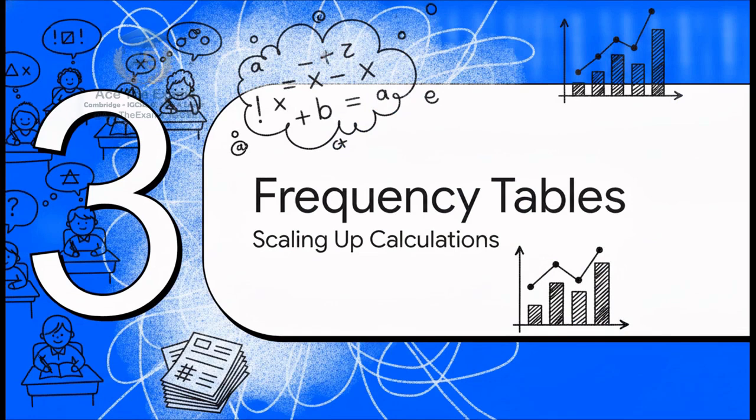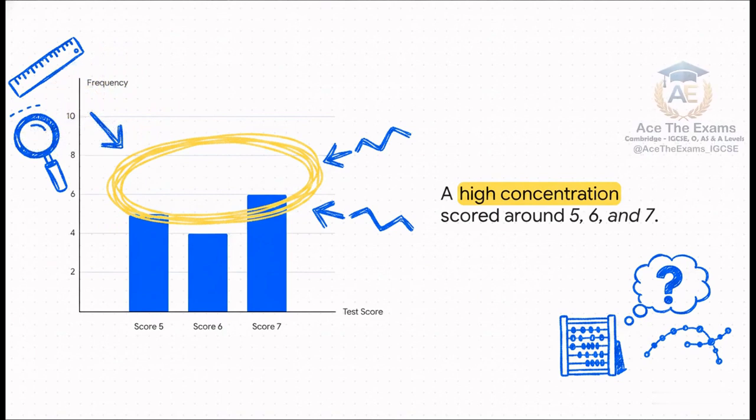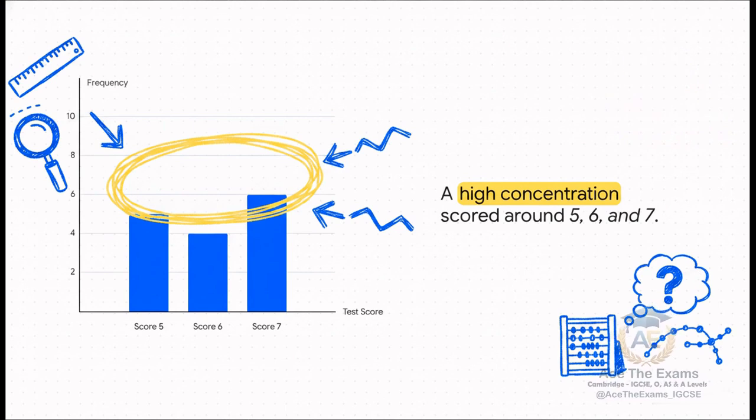All right, Section 3, tackling frequency tables. Let's see how this scales up. Let's see how this builds when we're suddenly dealing with an entire class taking a math test instead of just a simple list of numbers on a page. Picture a frequency chart showing scores out of 10. If we map out the most frequent scores, a visual pattern immediately emerges. We'll see a high concentration of students scoring around 5, 6, and 7.